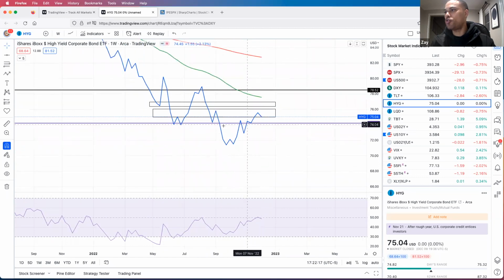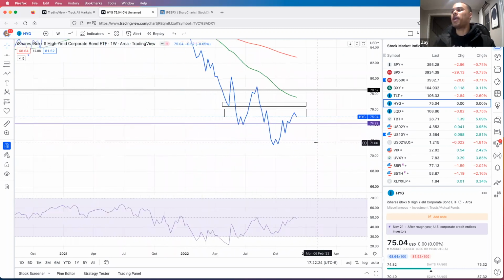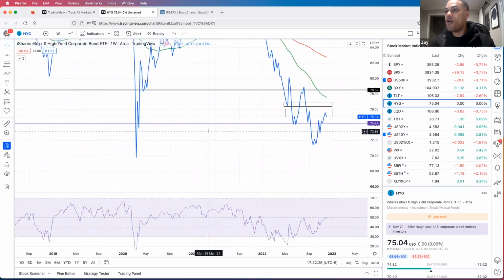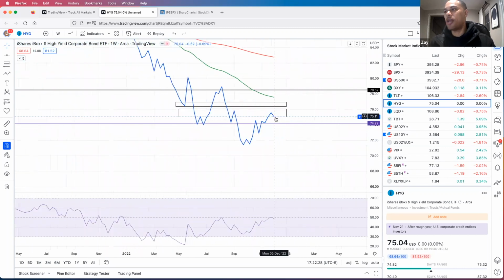We still truly haven't broken the area. Once we get below 74.22, that's when you want to go back bearish on high yield corporate bonds. But right now, they look fine. We got a little bit of a cool off after a nice run off the lows.